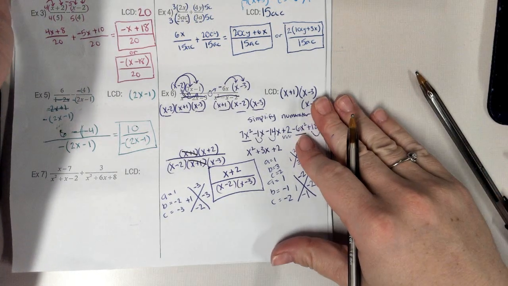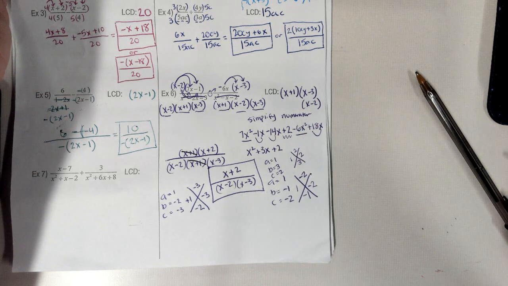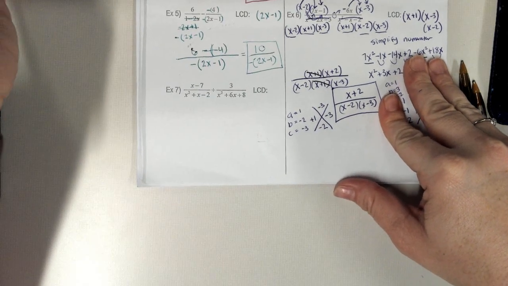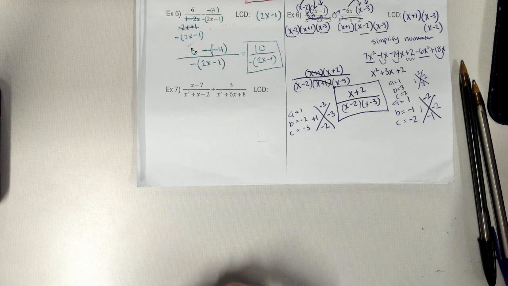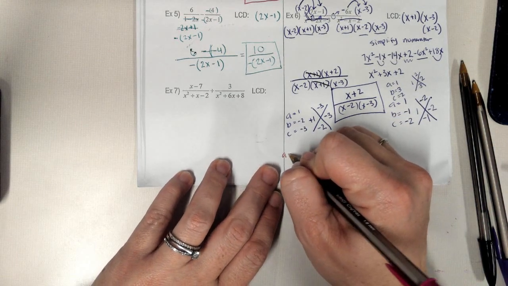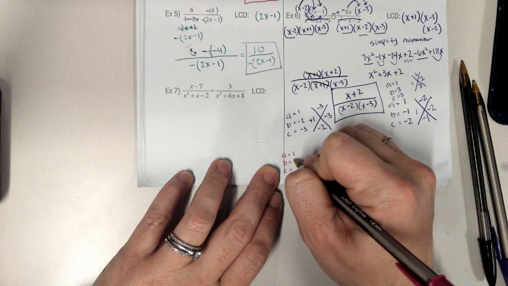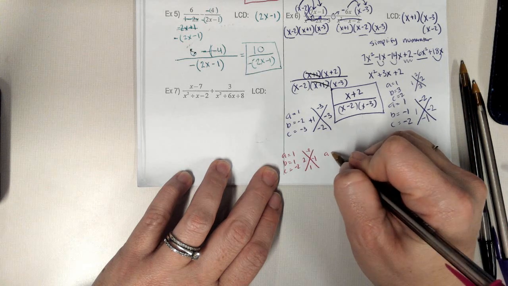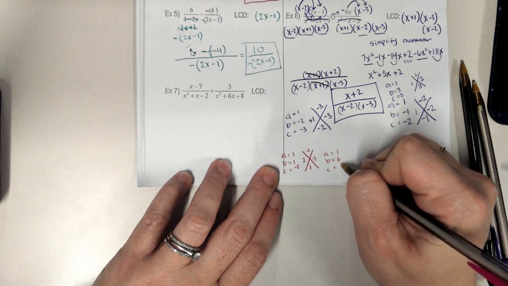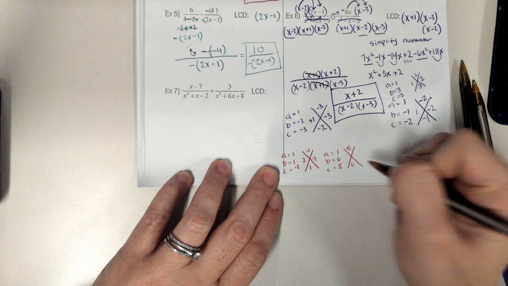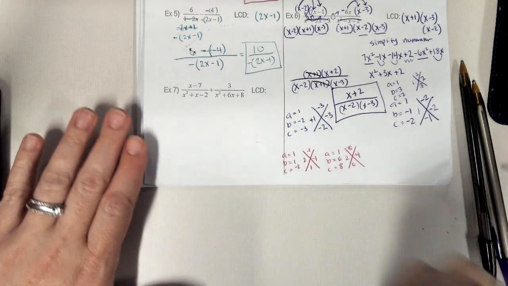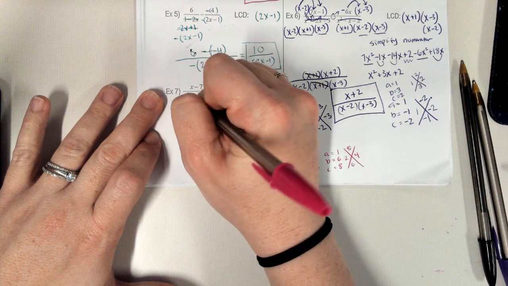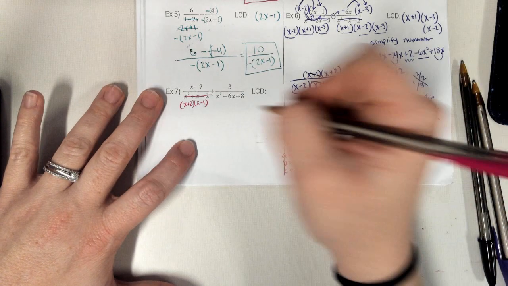Okay, last one. Everybody good on that one? Okay. Look at number 7. So again, we have to factor them. I'm going to factor them over here, and I'll do it for you. Okay, so this one becomes x plus 2, x minus 1. And this one becomes x plus 2, x plus 4.